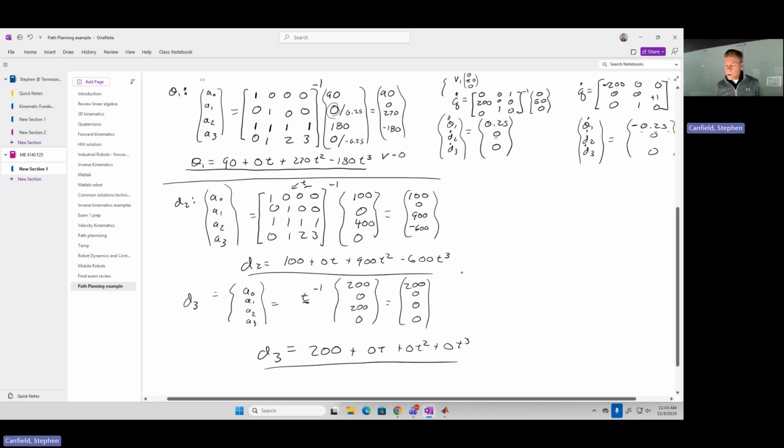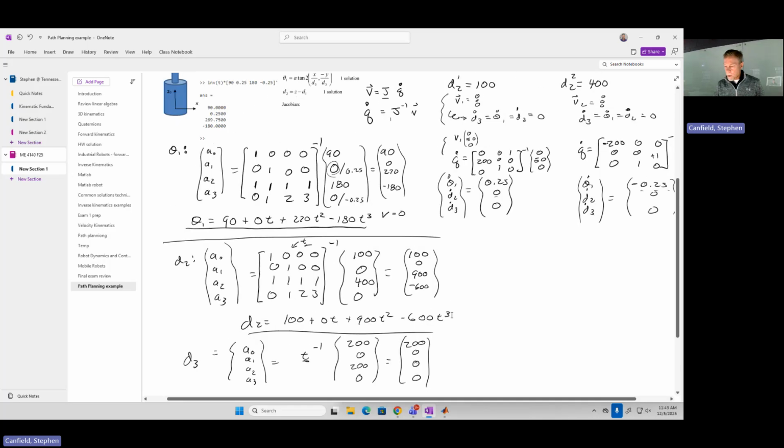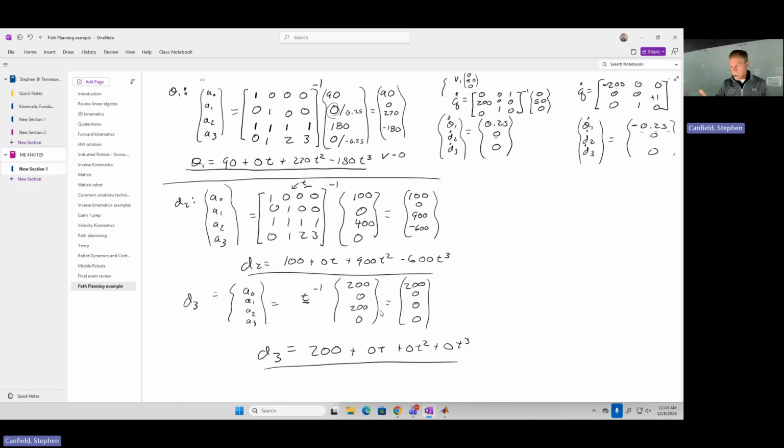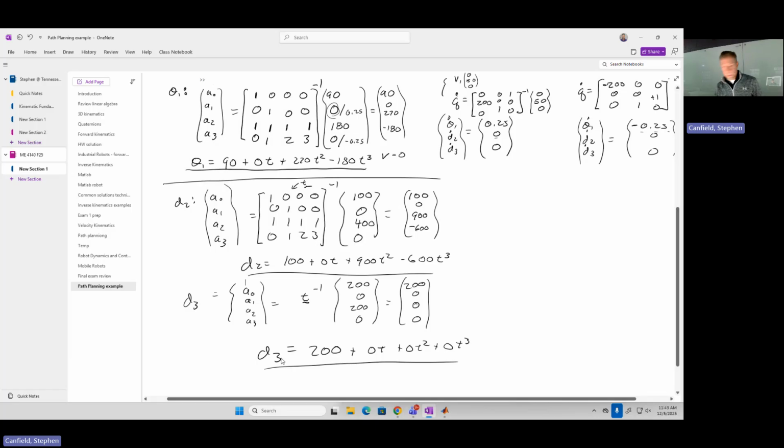Okay, now I have descriptions for my robot path from time 0 to time 1. I can sample at any time t. It satisfies those boundary conditions which were given in tool space, and that completes this problem.